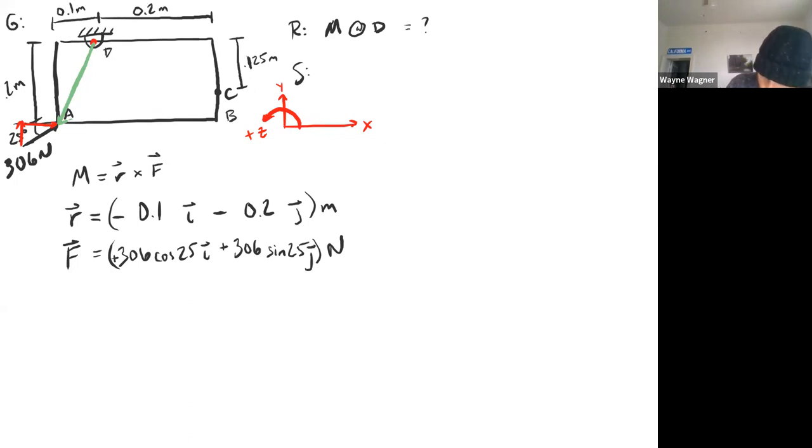I'm going to go ahead and solve for that because it'll make my life a little bit easier as I move forward. 306 cosine 25 is 277.33 in the I, plus 306 sine 25, which is 129.32 in the J, and that has newtons.